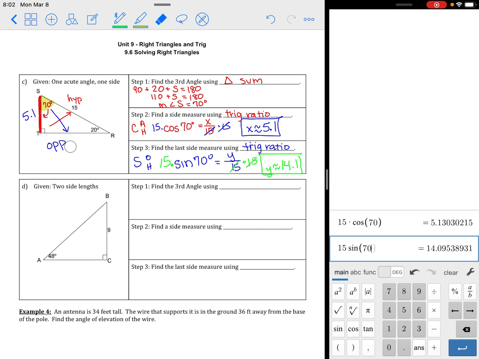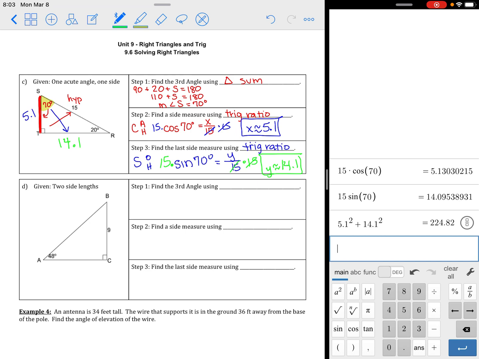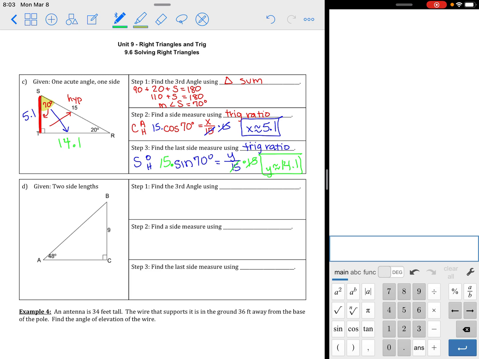Let's check this and see. Now that I have this third side, I said we could also have used the Pythagorean theorem. It might not be exactly with rounding, but it should be close. Let's try it. 5.1 squared plus 14.1 squared is 224.82. And then if I do 15 squared, that's 225. Those are pretty close. The reason why they are not exactly the same is because we had rounded. So there will be a little bit of variation because of the rounding.